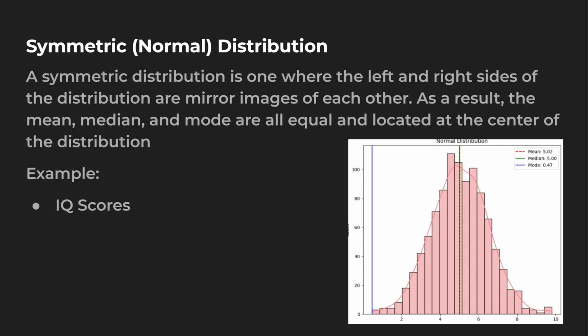And a symmetric normal distribution is where the values on the left and right side essentially mirror each other, right?